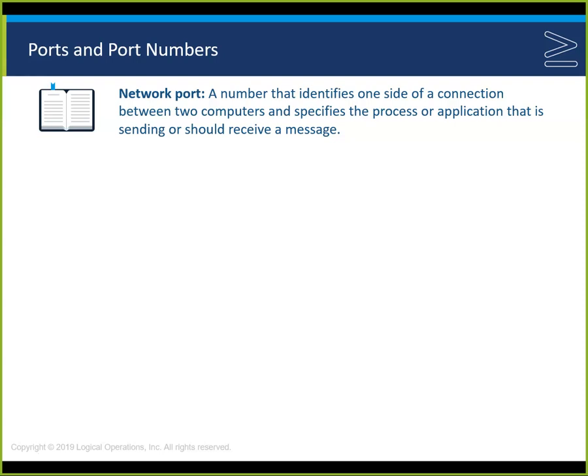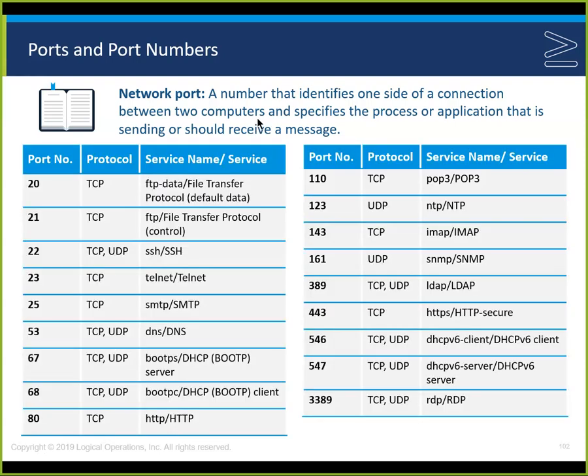The ports and the port numbers, and maybe we've kind of beaten on these a little bit already. A network port identifies one side of a connection between two computers, and specifies the process or application that is sending or should be receiving the message. When we look at these things, a chart here has some of the well-known ports. We're going to look at the way the ports are broken down in the numbering system in the next slide. But well-known ports got well-known when there were five computers in the world.